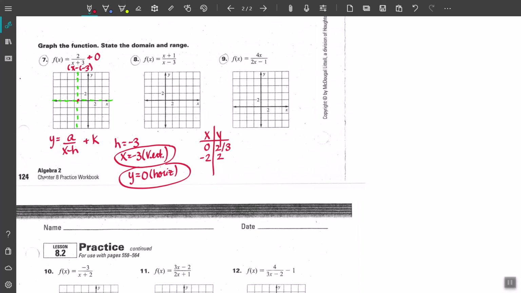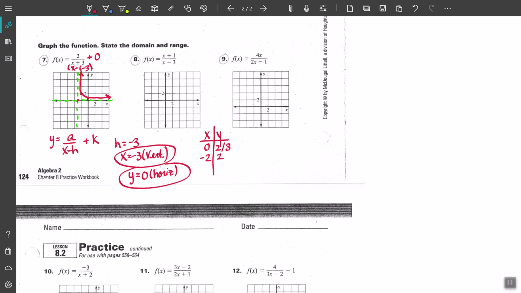Okay, so now let me go ahead and plot those two. 0, 2/3. So x of 0 is right here, 2/3, and then x at -2 gave me a +2 here. So I can see that between those 2 points and my asymptotes, I can actually draw in that first part of the graph.